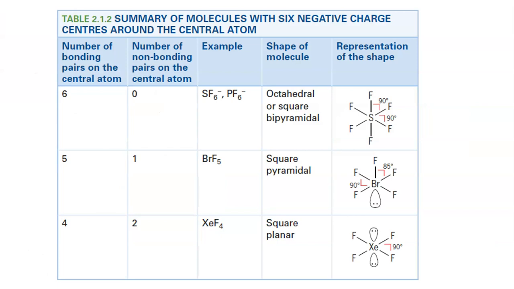So this is a summary of each of those shapes, which have our 6 electron domains. So we have 6 bonding domains and we have octahedral, 5 with 1 lone pair, we have square pyramidal, 4 with 2 lone pairs, we have square planar. So that's it for all the new shapes.